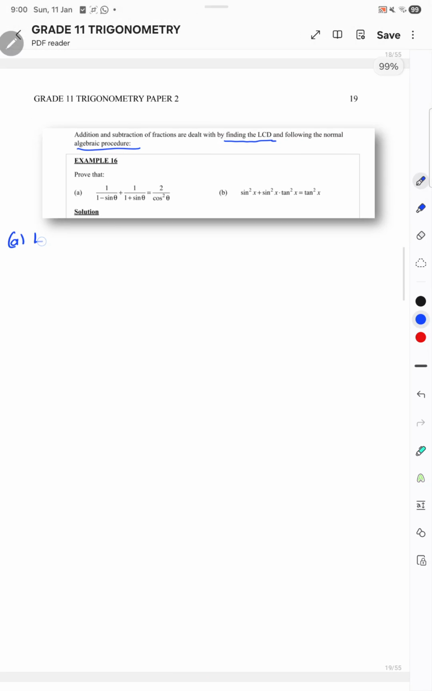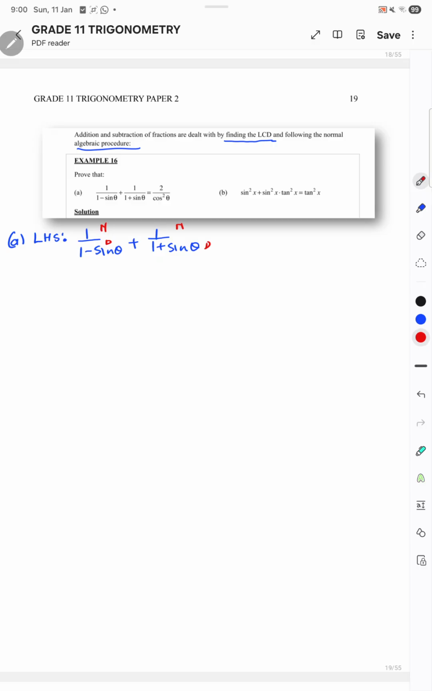So I'm going to choose the left hand side here, which is 1 over 1 minus sine theta plus 1 over 1 plus sine theta. This is the side that you've chosen. Now from there, I need to find the LCD. There's nothing much that I can do. Remember, with the LCD, you are trying to make the denominators the same. Remember, this is numerator, denominator, numerator, denominator. We're trying to make the denominators the same.